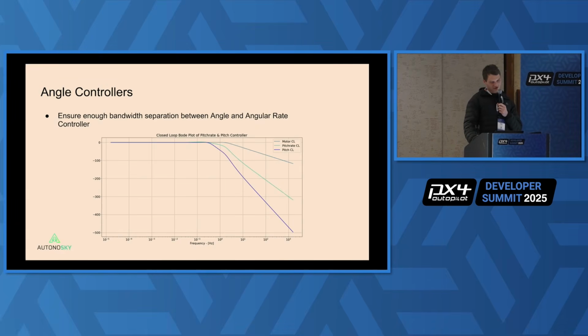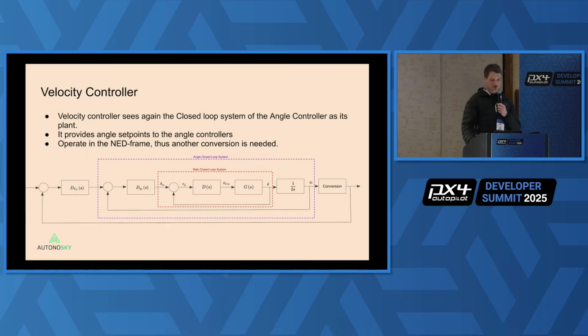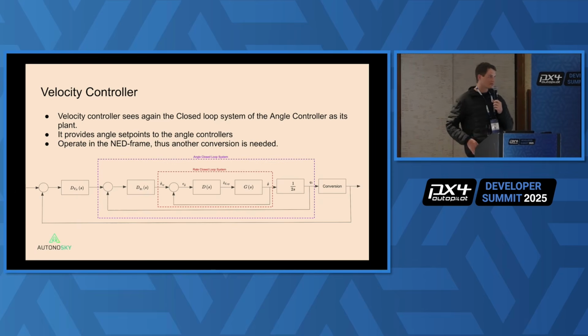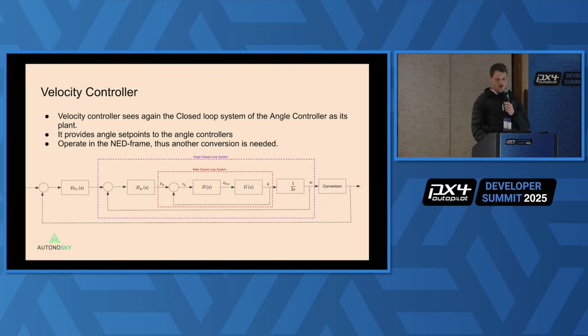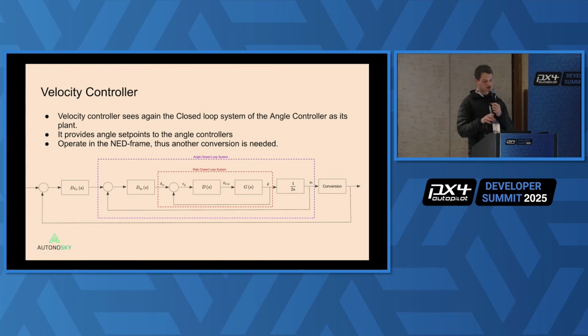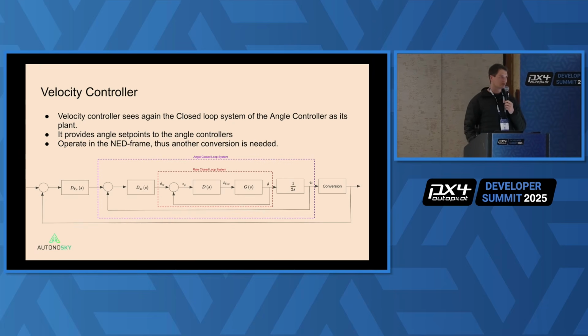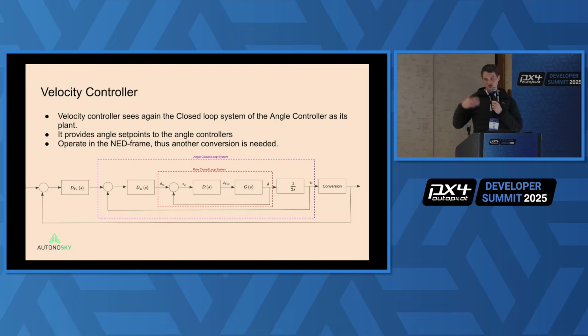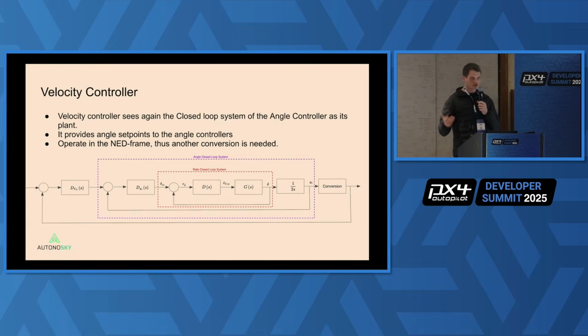So once you're done with that, we move on to the velocity controllers. And now this cascading control architecture of PX4 is becoming very clear, where each controller is being built on top of the other, and each is seeing the closed loop system of the inner one. So PX4's velocity controllers are written in the inertial frame, and its output is acceleration.